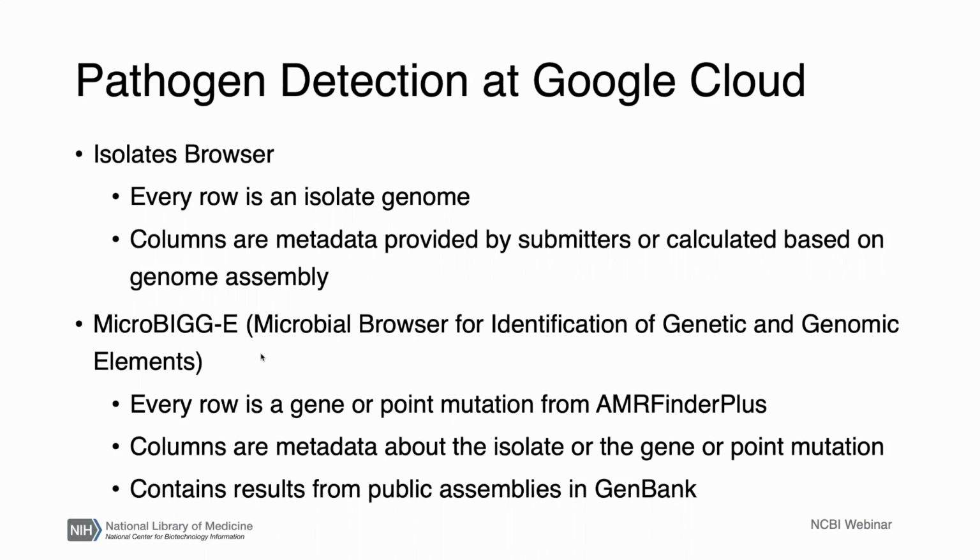And we also have MicroBigQuery, the microbial browser for the identification of genetic and genomic elements. And here, every row is a gene or point mutation that was identified by AMRFinderPlus. Columns are metadata about the isolate or gene or point mutation or how it was found, or the reference sequences in our database. And this contains results from public assemblies in GenBank. So when we assemble things, they may first appear in the isolates browser, and then we submit to GenBank, and there's some delays and sometimes some QC issues that mean that not everything makes it into MicroBigQuery. So there will be a slightly smaller number of isolates there.